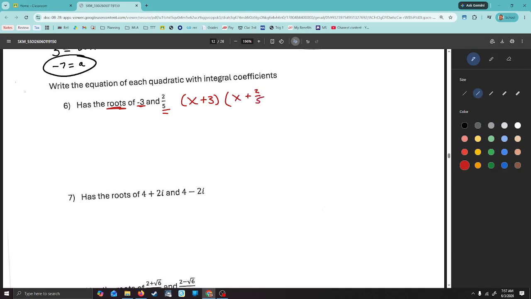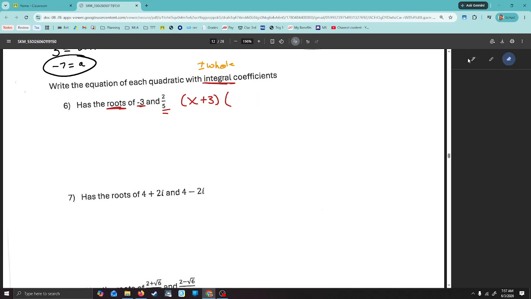But I want integral. If you don't know what the word integral means, that's a whole number that's either positive or negative or 0. So because I want these to be whole numbers, I'm going to times both of these by 5, which basically means I move the 5 to the front and rewrite this instead of x plus 2 over 5. I write it as 5x plus 2. Basically, I take the denominator and put it in front of the x.